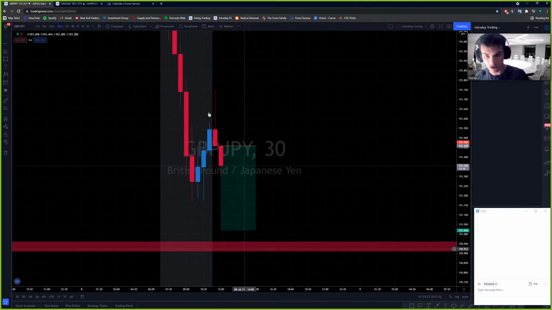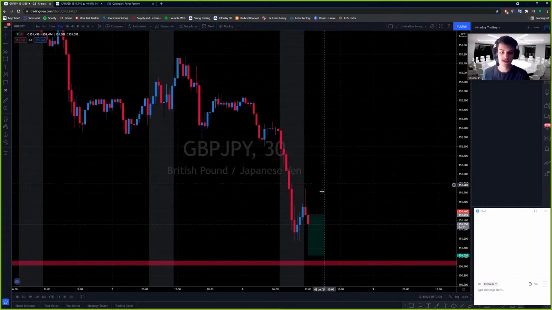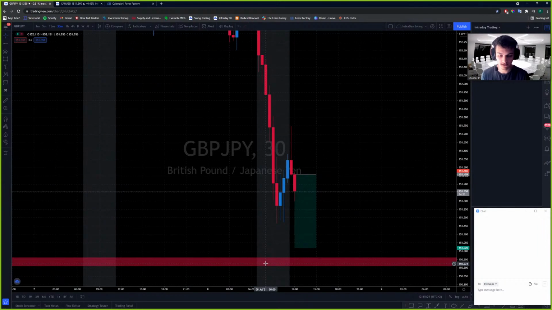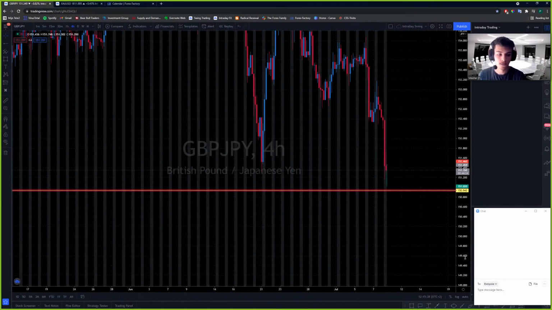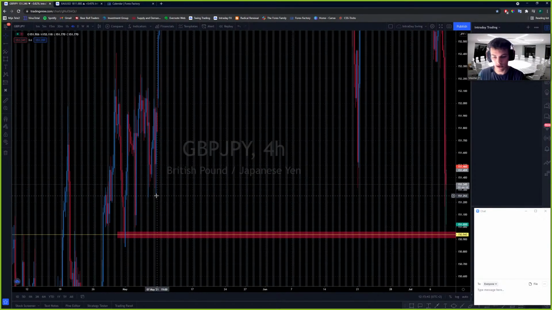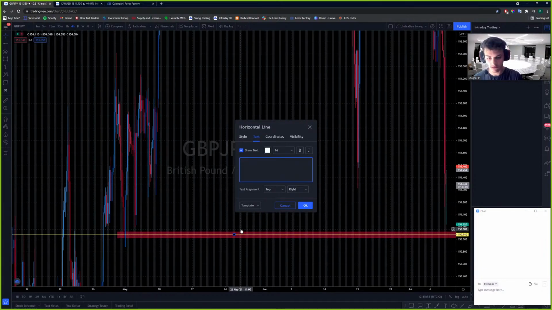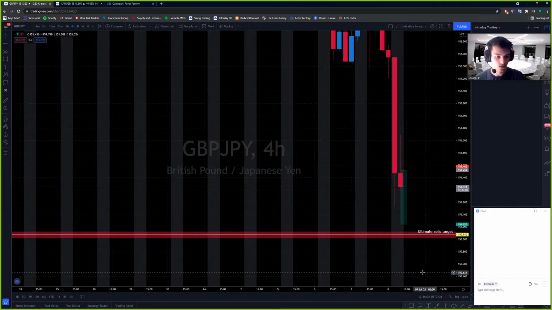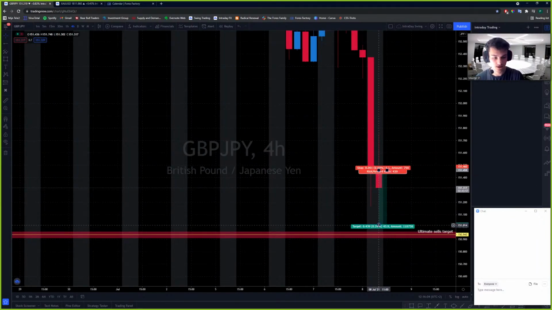Alright, so let's do some fresh analysis. Honestly, for GJ, we don't need any analysis. This is the target right over here. That's all we need to know, that this right over here at 150.950 is our target. The reason is, firstly, we have this wick fill, and if we look left of that wick fill, we have these minor issues. And with a lot of volume, I think we can definitely tap into this support at 150.950. So let me do the ultimate sells target right over here. So we all know where we should have our TP at.